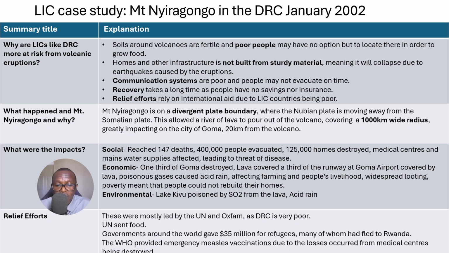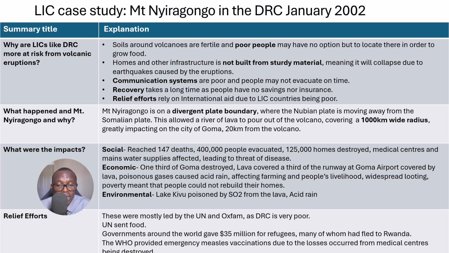So what were the impacts then? As far as the social impacts are concerned, there were 147 deaths, 400,000 people were evacuated, 125,000 homes were destroyed, medical centers were damaged, and mains water supplies were also affected, leading to the threat of disease, because if mains water supplies have been affected, people are not likely to have access to clean water, and that can lead to diseases such as cholera and typhoid.